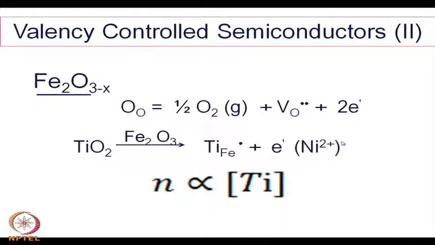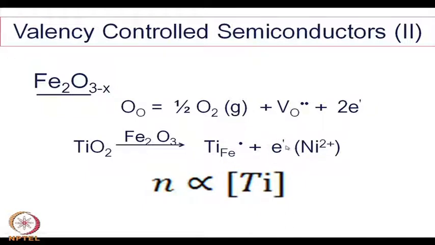Another similar example is Fe2O3-x. It is an n-type conductor, and this is the intrinsic defect reaction. Here TiO2 goes into Fe2O3, and since 3 plus is getting replaced by 4 plus, we have an effective positive charge and corresponding electrons are generated.